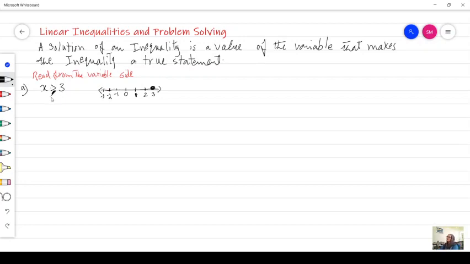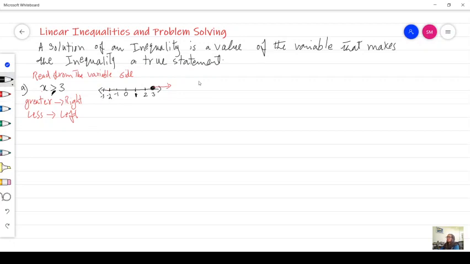Greater means always goes to the right. So if it says greater, you go to the right. If it says less, then you go to the left. So x greater than or equal to 3, that's how I'm reading it, and greater means I'm going to go to the right, and it's supposed to go in this direction. So that's how my graph is supposed to look for this.